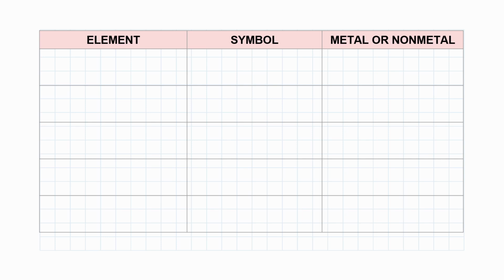Let's now take a closer look at some elements and figure out if they are metals or nonmetals. We'll use their names, chemical symbols, and a little bit of science knowledge to help us decide. Let's start with this one. Sodium, symbol Na. Is it a metal or nonmetal? That's right, sodium is a metal. It's soft, silver-colored, and reacts quickly with water.